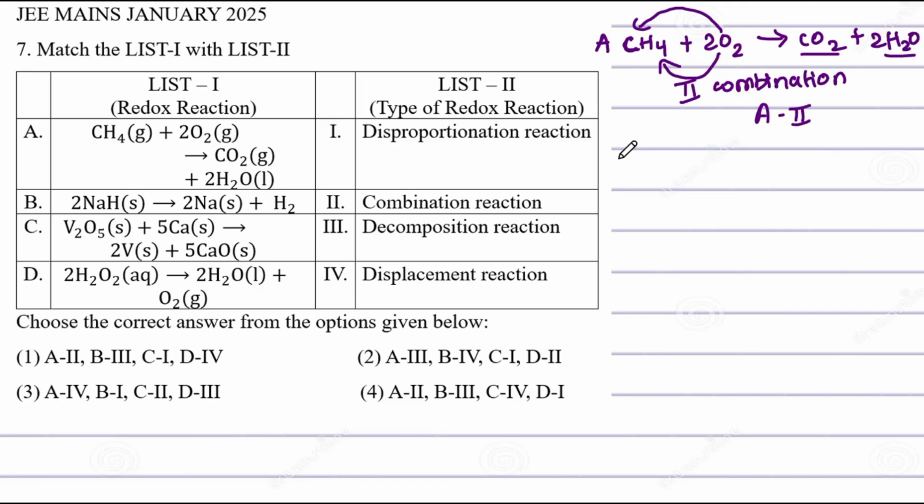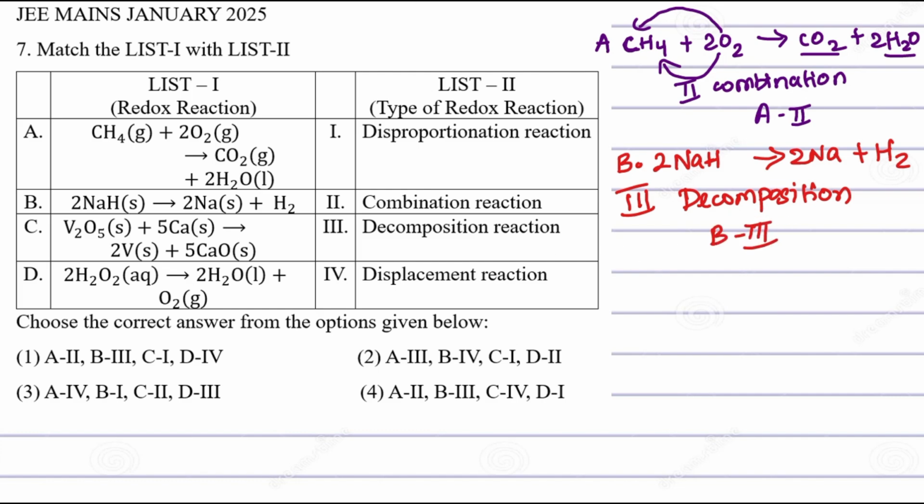Next reaction, B reaction. 2NaH gives 2Na plus H2. So it is a decomposition reaction because a single reactant decomposes into simpler substances. So the decomposition reaction is the third option. So for B, it is 3.